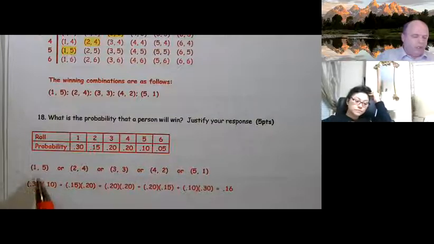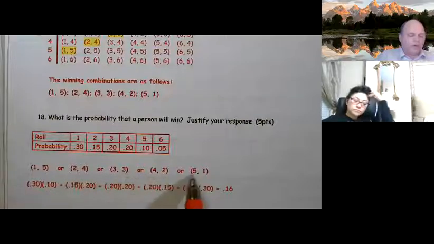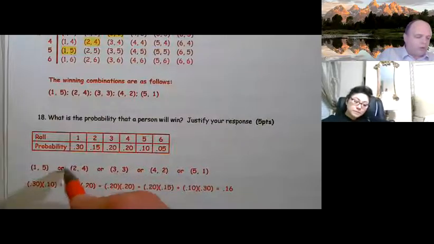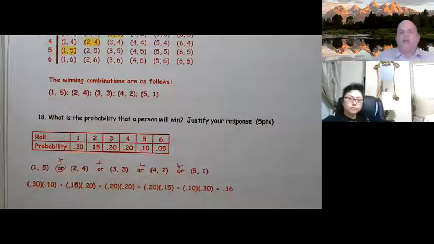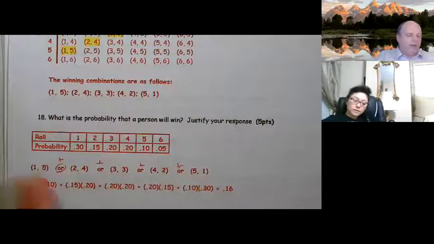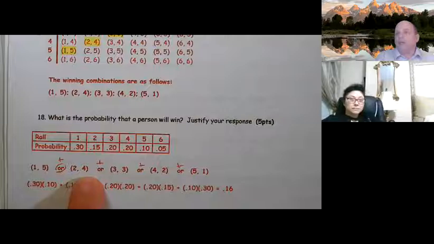All right, so I need a 1,5, a 2,4, a 3,3, a 4,2, or a 5,1. Notice I put an or here. And I want you to think about this. I cannot roll a 1,5 and a 2,4 at the same time. It's either or. They're mutually exclusive. Because they're mutually exclusive, or disjoint, we can add them.